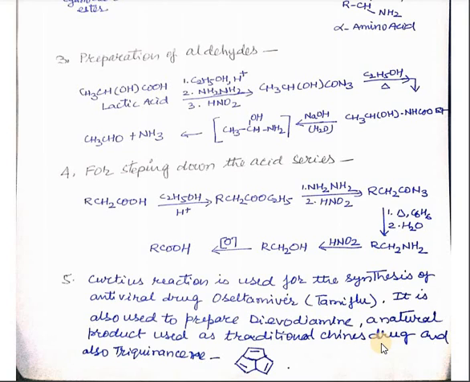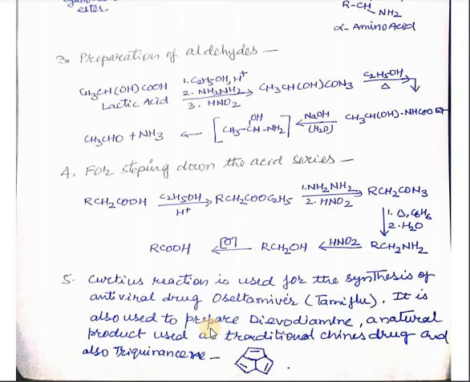It is obtained from a plant species, and synthetically it is prepared through this reaction, and this is used in Chinese traditional drugs. It is also used in the preparation of triquinacine. This is triquinacine, three five-member rings attached in this way.